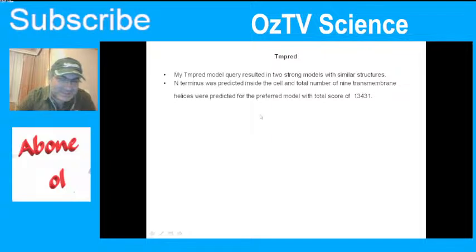See, this was my first class in grad school. Maybe, I mean, in the area maybe. So functional genomics. The periplasm, of course, is considered as part of the cellular structure, but I should be mentioning periplasm. A total of 9 transmembrane helices were predicted for the preferred model with a total score. See, that was a good score.